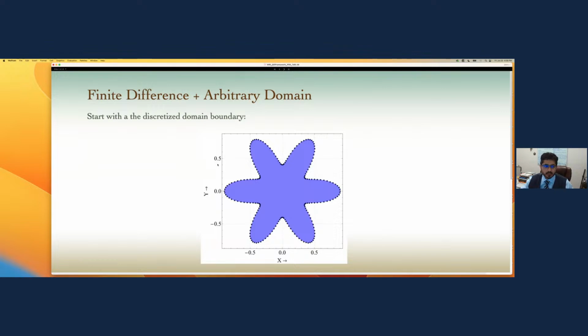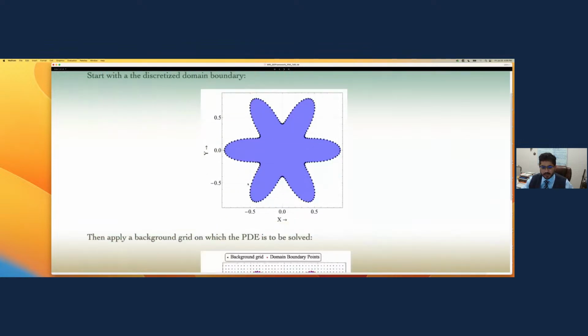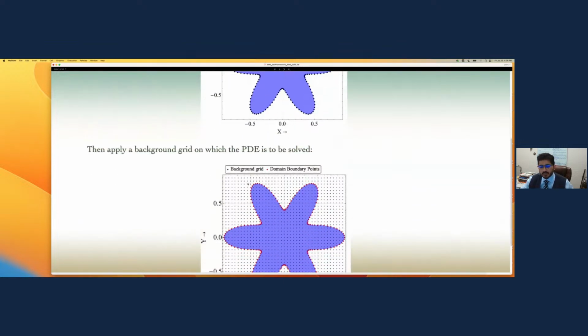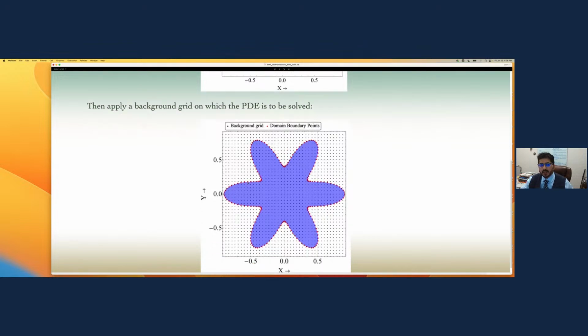Okay, so this is my arbitrary domain. We start with a boundary discretization of that. Then what we are going to do is apply a background grid on which the PDE is going to be solved, and that background grid is going to be a tensor product rectangular grid. So that's our background grid. Our PDE is going to be applied on that, and our domain lives inside of this extended domain.